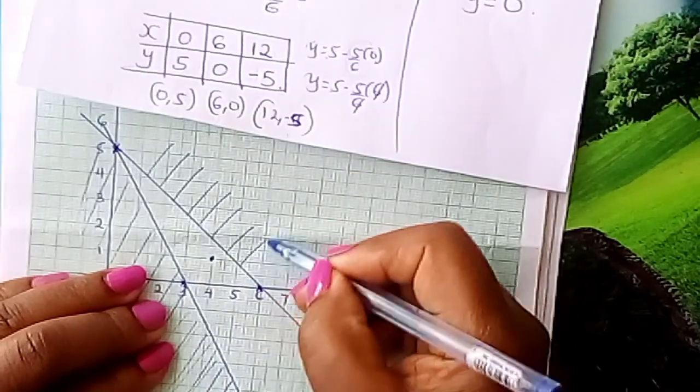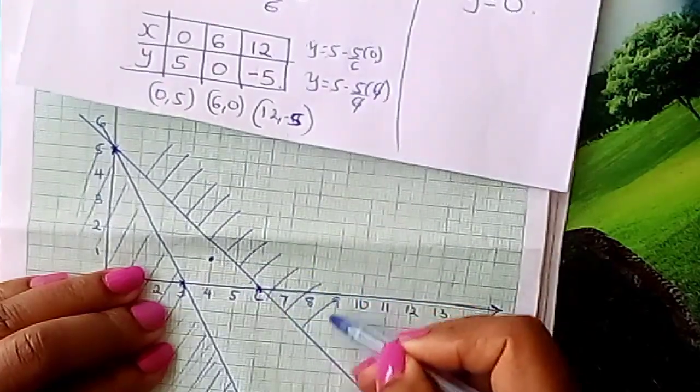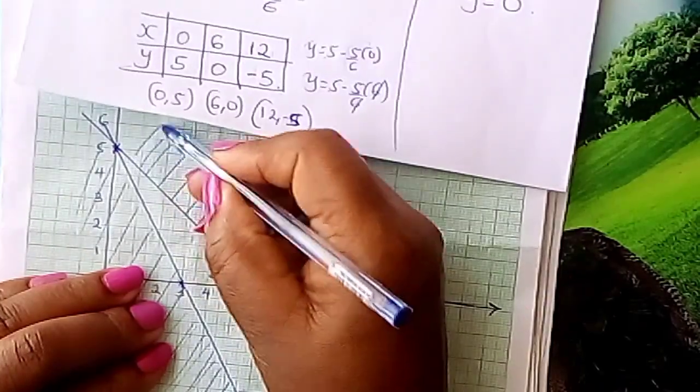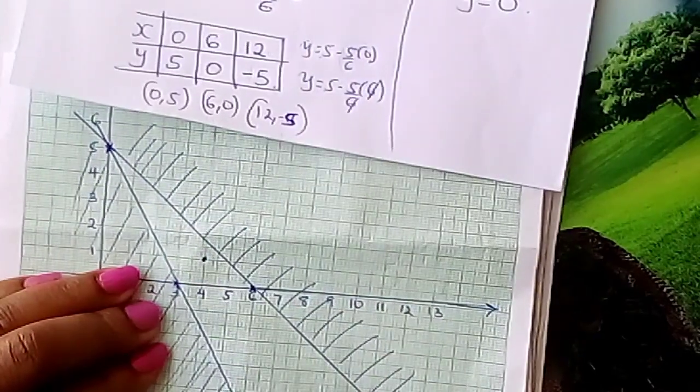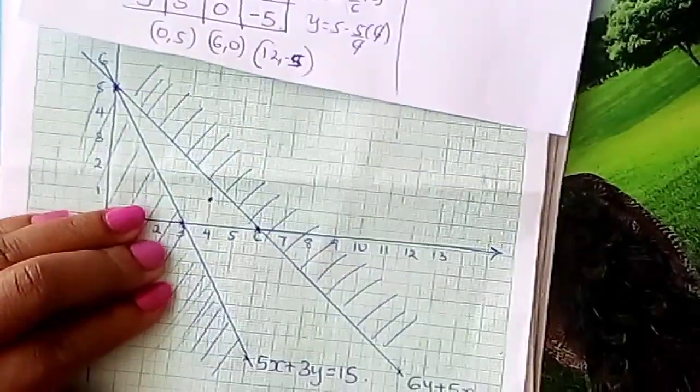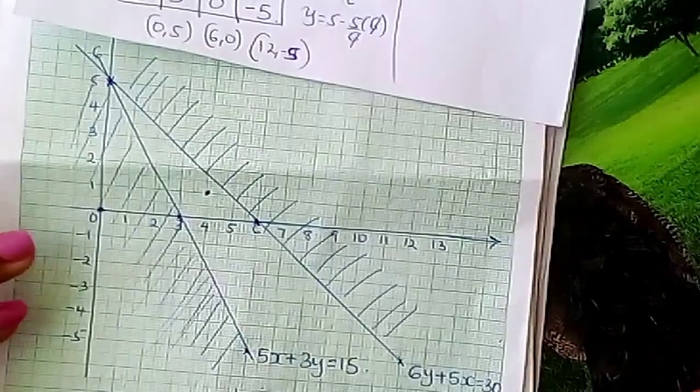And that is a very important step, learner. Where do we shade? We shade the unwanted side. Like now we wanted the less than side, and we have proved that it is this side here. And we are through with that.